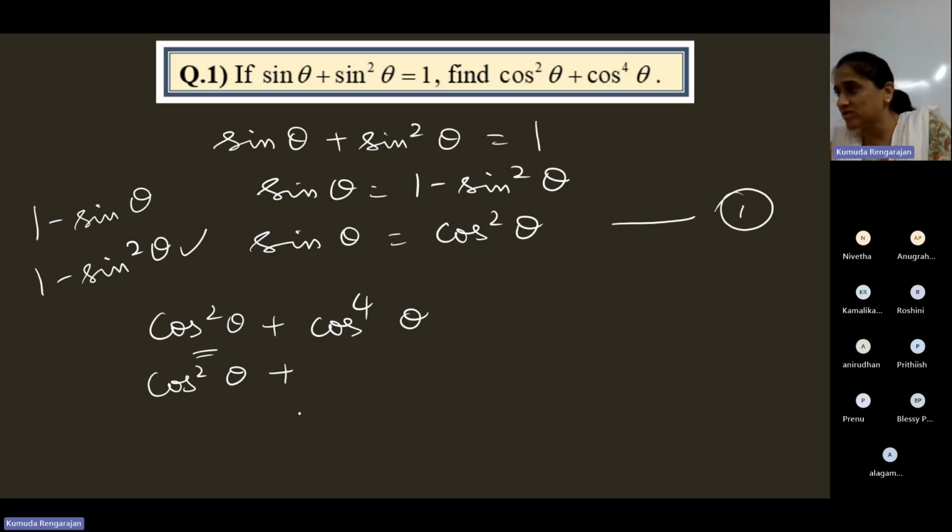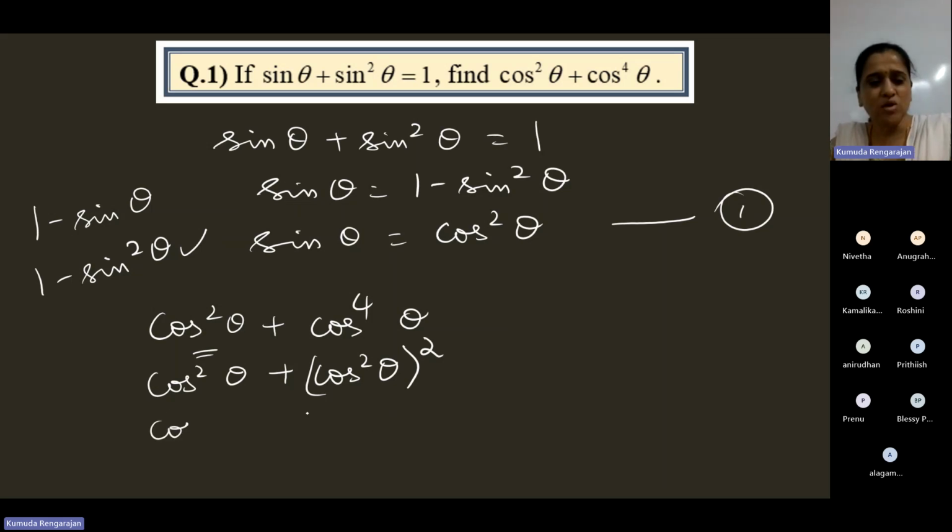Sine square theta plus cos square theta is 1. Secant square theta minus tan square theta is 1. The power is 2 everywhere. Power 4 we don't want. We are not comfortable, so we'll change that. You can write it as cos square theta the whole square. Right? Correct? Now don't disturb this cos square theta. What is comfortable? Why do you disturb? Power 4 is not comfortable, so you change that.